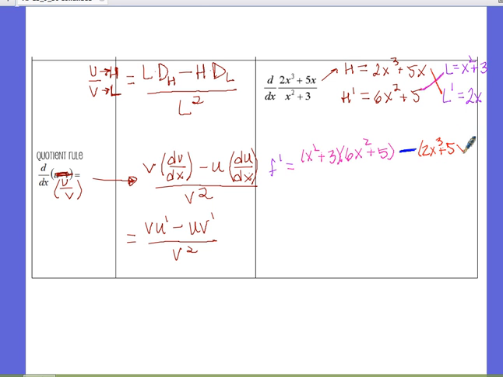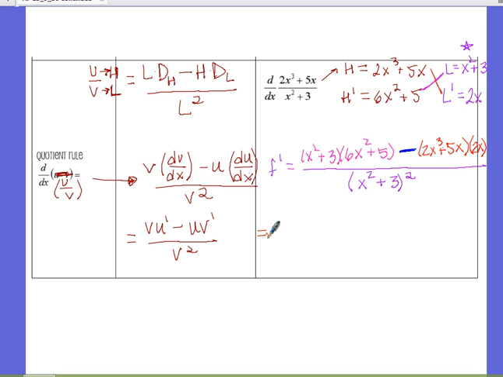I have no idea why this pen doesn't want to work. Multiplied by low's derivative, which is 2x. And then the whole entire thing is divided by the low squared. That's this right here. And that's x squared plus 3, whole thing squared. Things to remember, you're going to simplify the numerator, but you're actually not going to simplify the denominator.